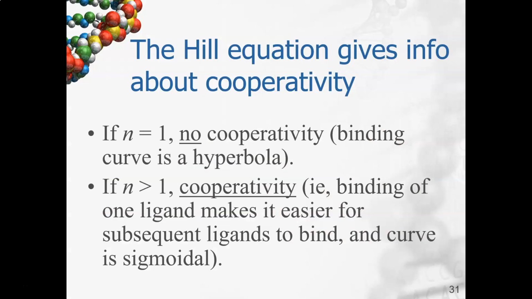So we need to be able to discover what that n value is. So we'll use the Hill equation to figure that out. Again, if n is equal to 1, there's no cooperativity. The binding curve is a hyperbola, like we saw for myoglobin. If n is greater than 1, that means that there is cooperativity. And what that means is binding of one ligand makes it easier and easier for subsequent ligands to bind. And then you get a sigmoidal curve that indicates that.